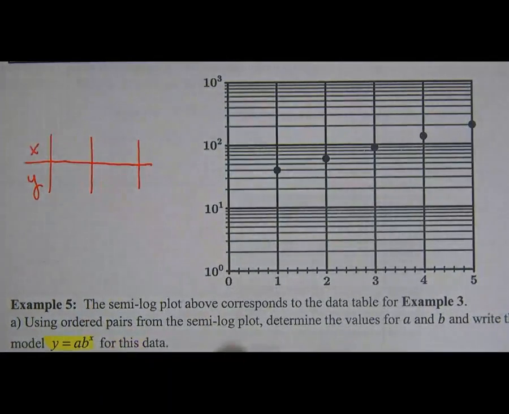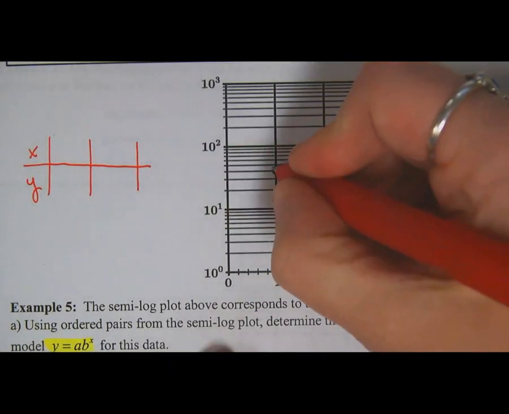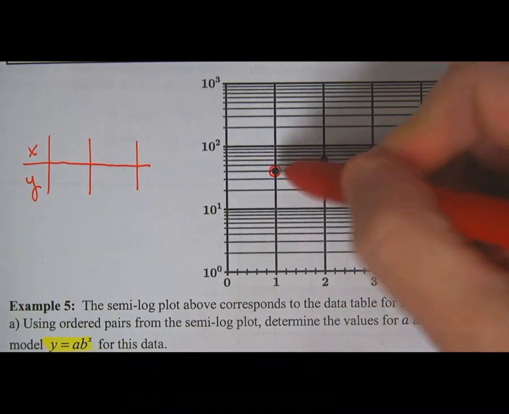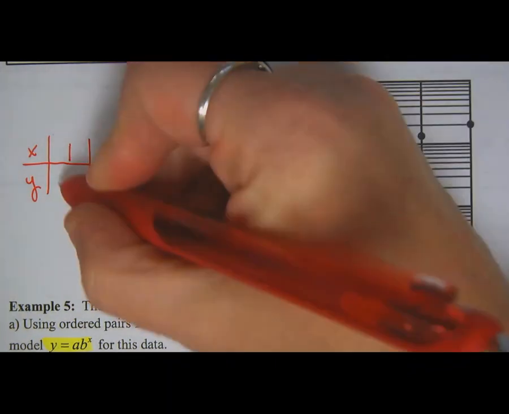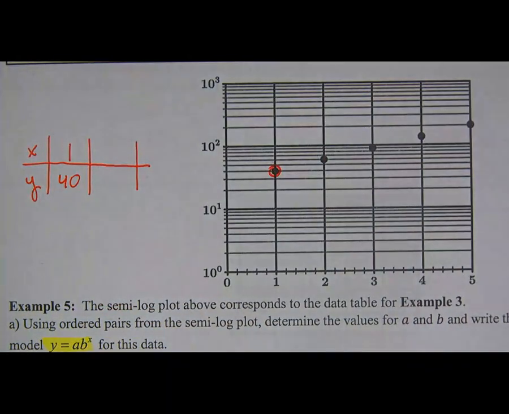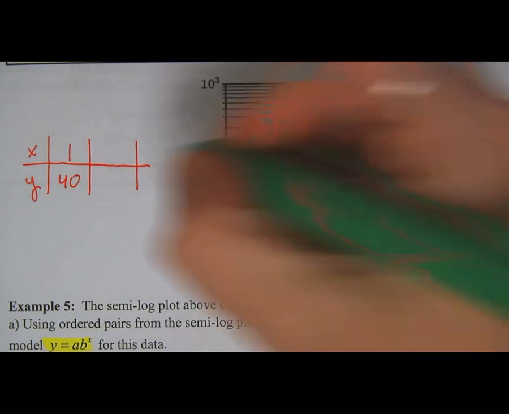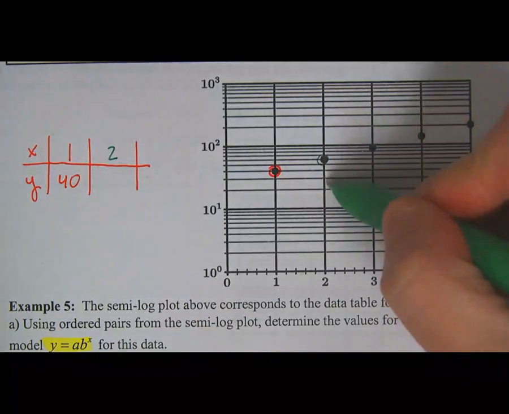And really, you could probably just do this with 2 ordered pairs. Like the first one I see, what ordered pair is that? 1, 40. And the second one here is 2, 60.